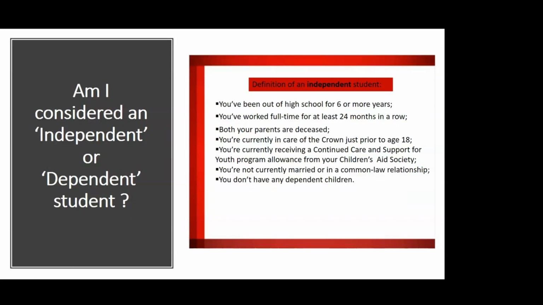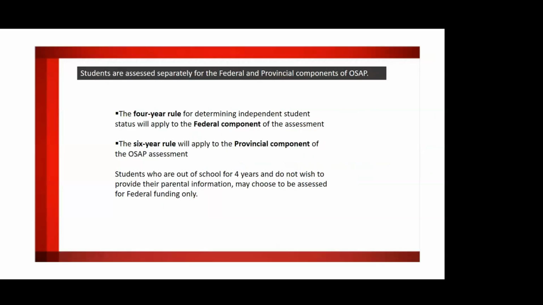Definition of an independent student: if you have been out of high school for more than 6 years, you've worked full-time for at least 24 months in a row, both your parents are deceased, you were in the care of the Crown just prior to 18, you're currently receiving continued care and support from a youth program allowance from your Children's Aid Society, you're not currently married or in a common law relationship, or you don't have any dependent children.